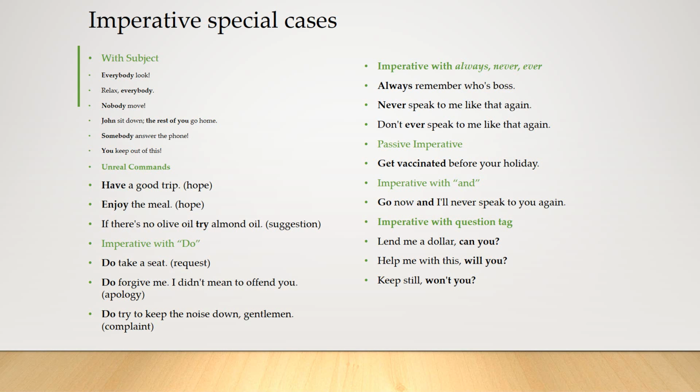And case number 7, imperative with question tags. We sometimes use these question tags after imperatives: can you, can't you, could you, will you, won't you, would you. These are some examples. Lend me $1. Can you? Help me with this. Will you? Keep still. Won't you?